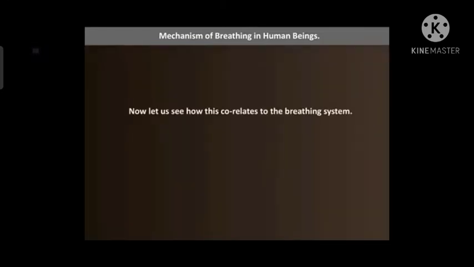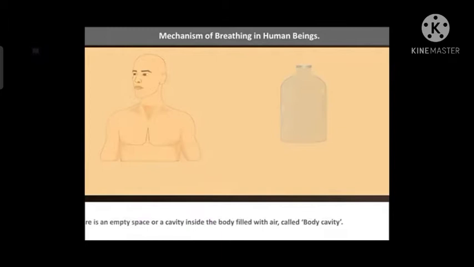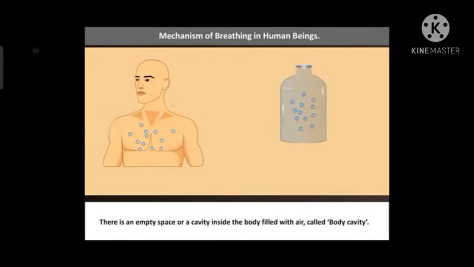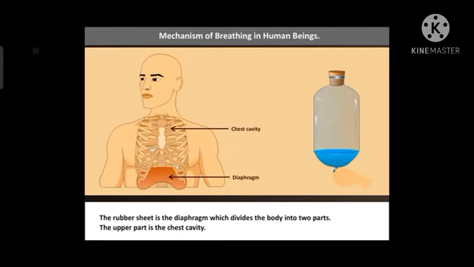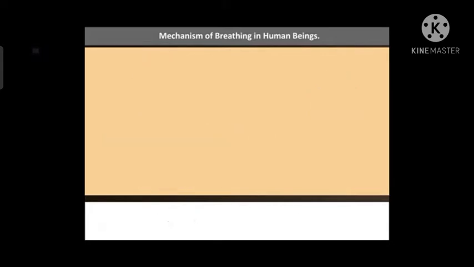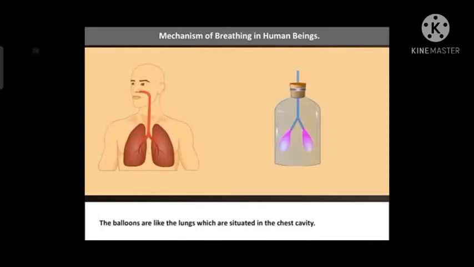Now let us see how this correlates to the breathing system. The bottle is like a human body. There is an empty space or a cavity inside the body filled with air called body cavity. The rubber sheet is the diaphragm which divides the body into two parts. The upper part is the chest cavity. The Y-shaped tube is the trachea and the bronchi. The balloons are like the lungs which are situated in the chest cavity.